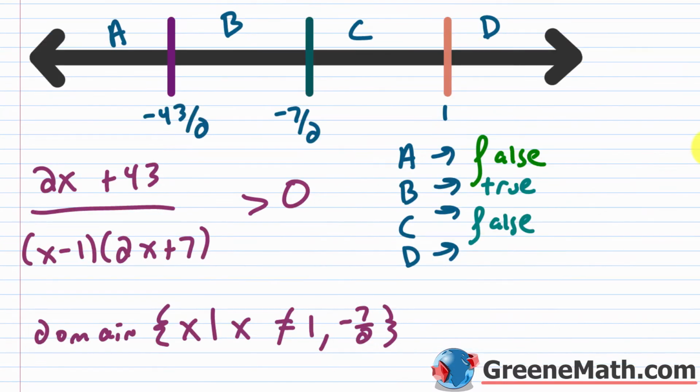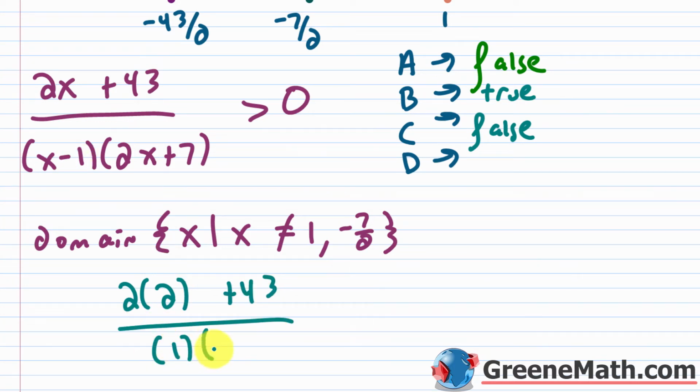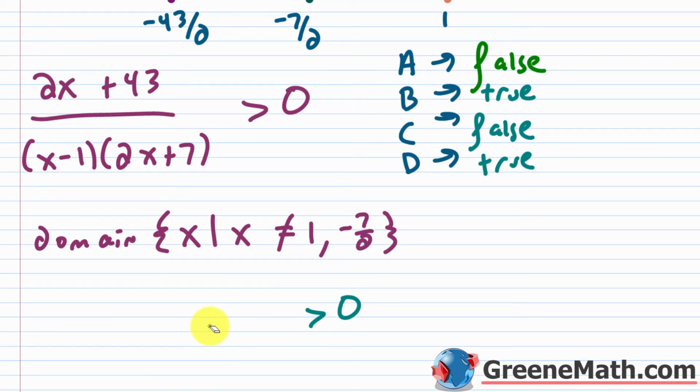Okay, then lastly for D, you just need to pick something that's greater than 1. Let's just pick 2. So you'd have 2 times 2 plus 43 over 2 minus 1 is 1. Then times 2 times 2 is 4 plus 7 is 11. Again, without going through and cranking this out, you know this is going to be greater than 0 because you're going to have a positive over a positive, and that's always greater than 0. So let's just say this is true. In case you're curious, 2 times 2 is 4. 4 plus 43 is 47. So this would be 47 over 11. And of course, that is greater than 0.